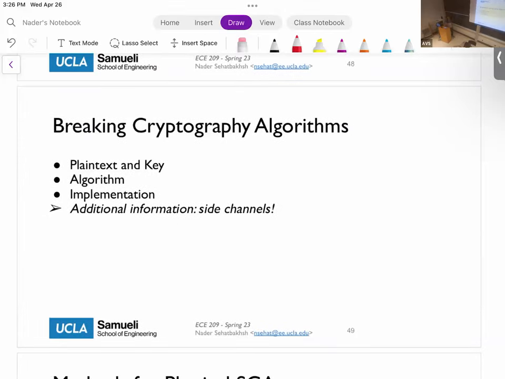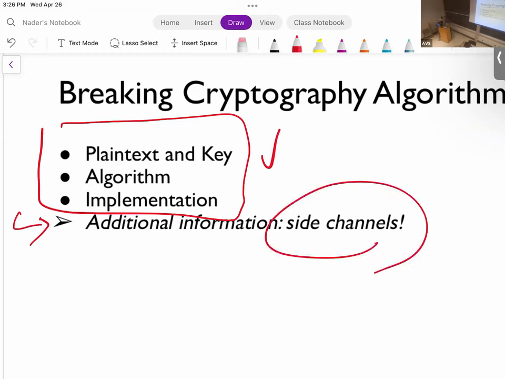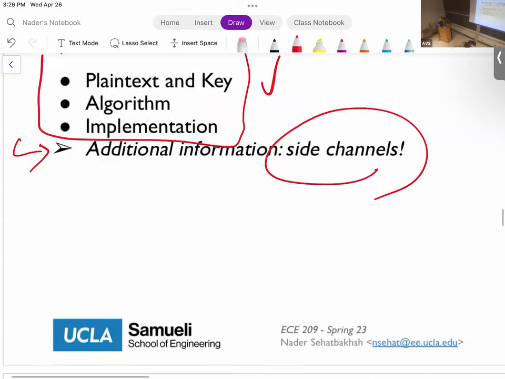So if you go back to cryptography algorithms, remember I told you that we have a plain text and a key, we have an algorithm, and we have an implementation. And so far, in week two, we extensively talked about why this is secure. We actually proved it for you. We showed that this is anchored in some form of mathematical problems, and we were saying, okay, we are secure. So now we're adding a new angle to this. Let's see what we can do if we have this additional side channel information, and whether or not that would be useful in order to attack the systems.